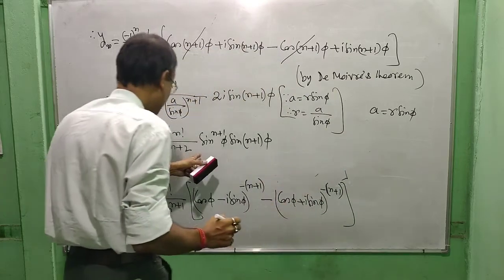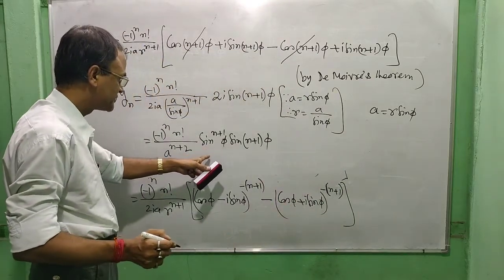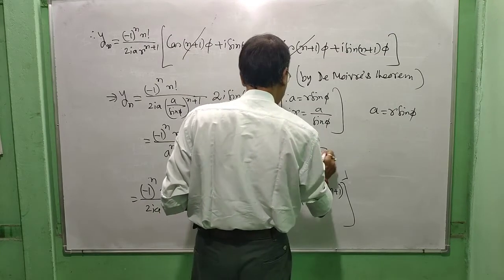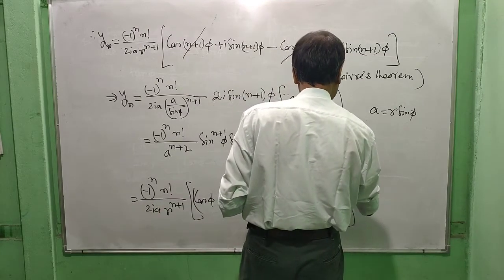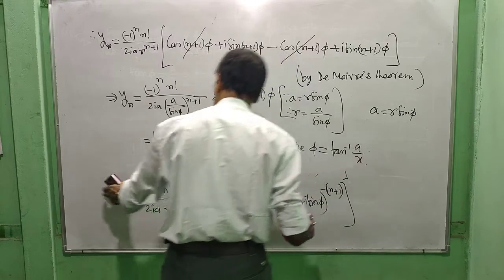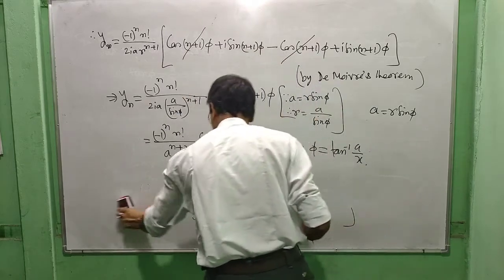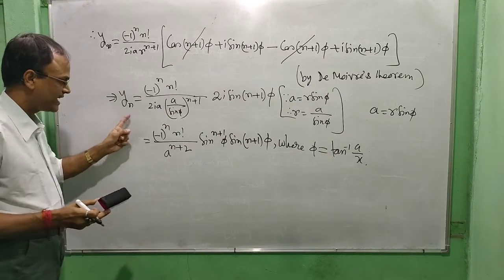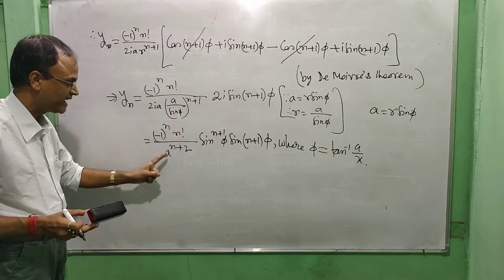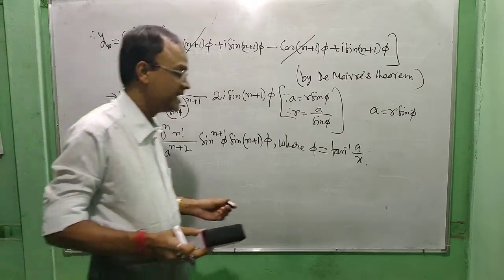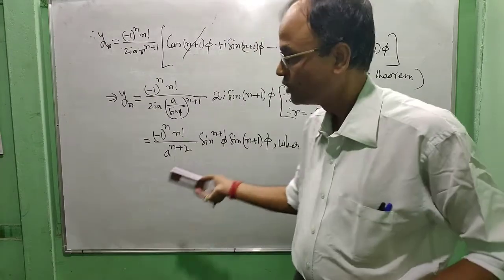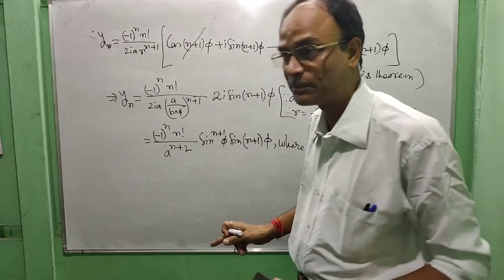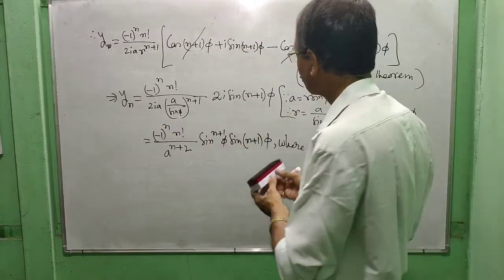You may write here, where phi is equal to tan inverse a by x. Now see, yn is equal to (-1)^n n! divided by a^(n+2) in this form. We can find the nth derivative of 1 by x square plus a square.